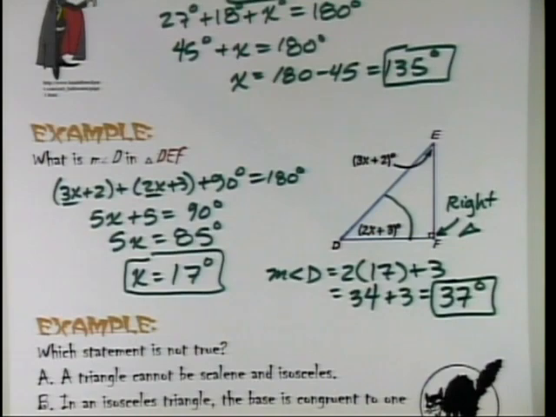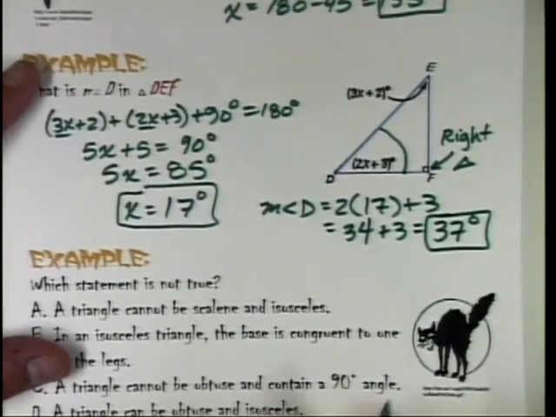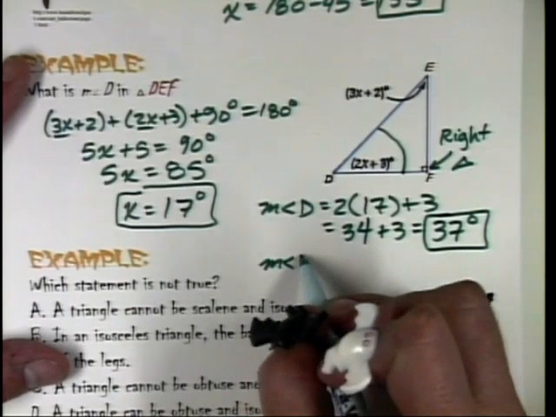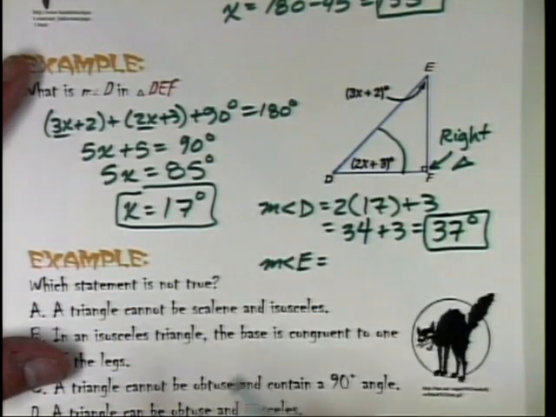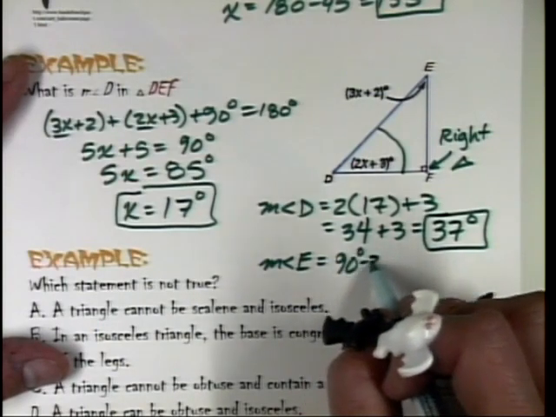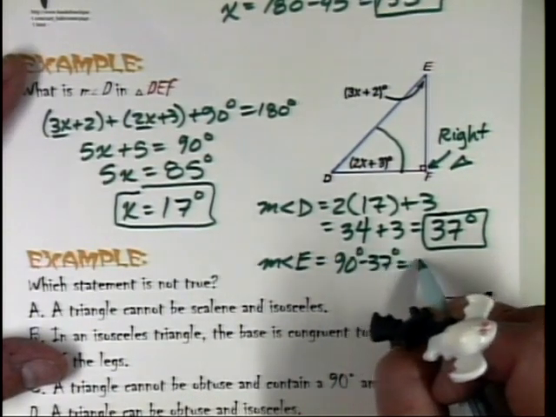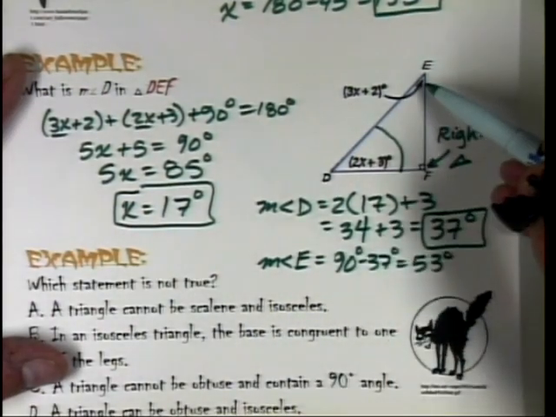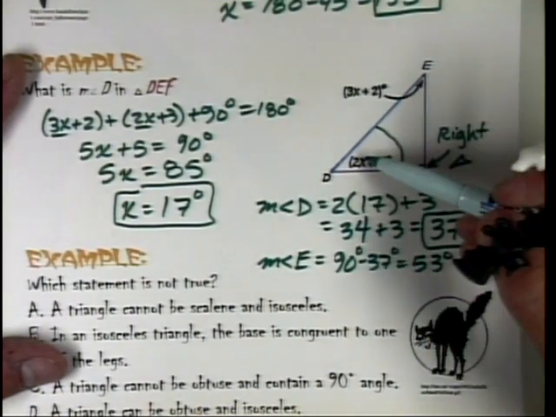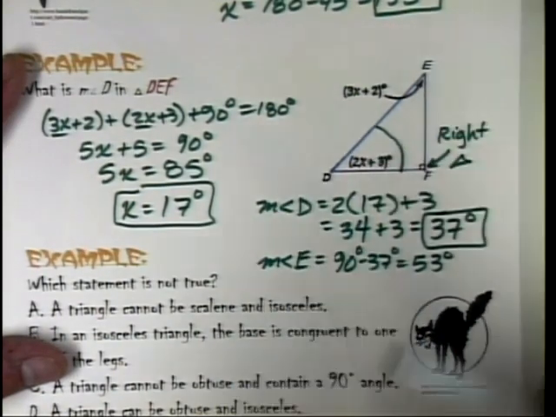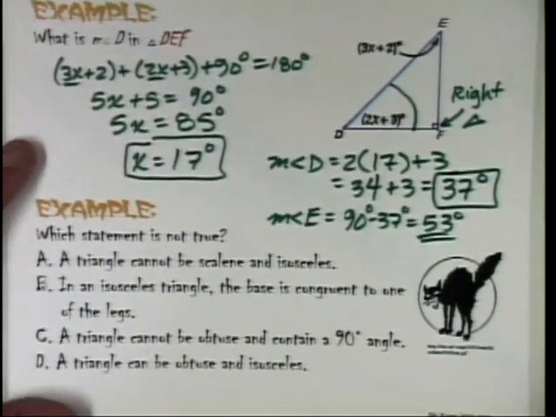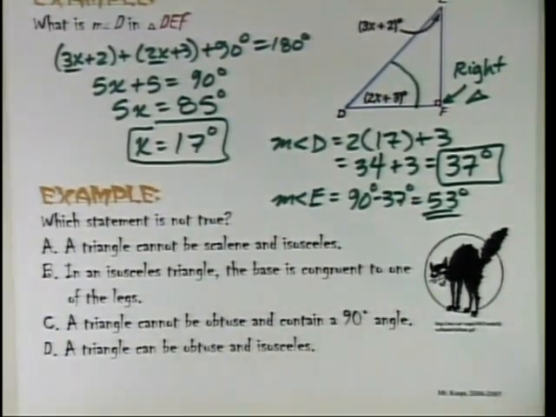All right. Now, can we figure out what the measure of angle E is? If they have to add up to 90, then we could say that the measure of angle E is going to be the complement of 37. So it's 90 minus 37, which is going to be 53. So if this angle is 53 degrees and this angle is 37 degrees and that's 90 degrees, then they all add up to 180. We're feeling pretty confident about that because we've checked our answers. All right. This example brought to you by the Black Cat.